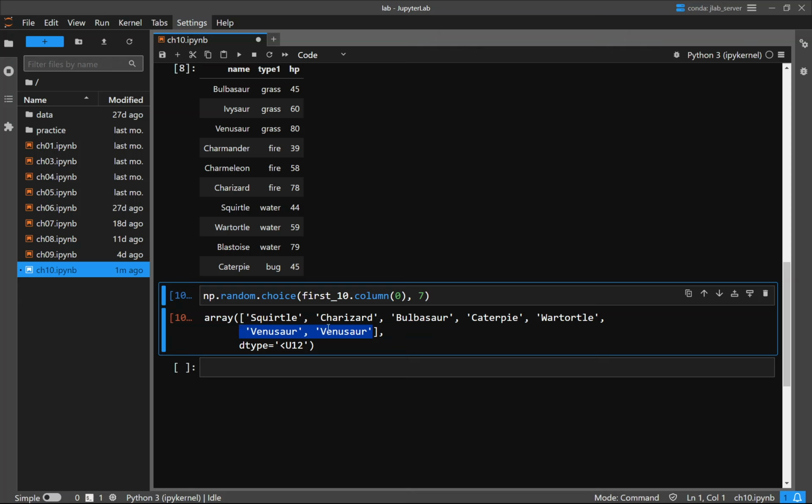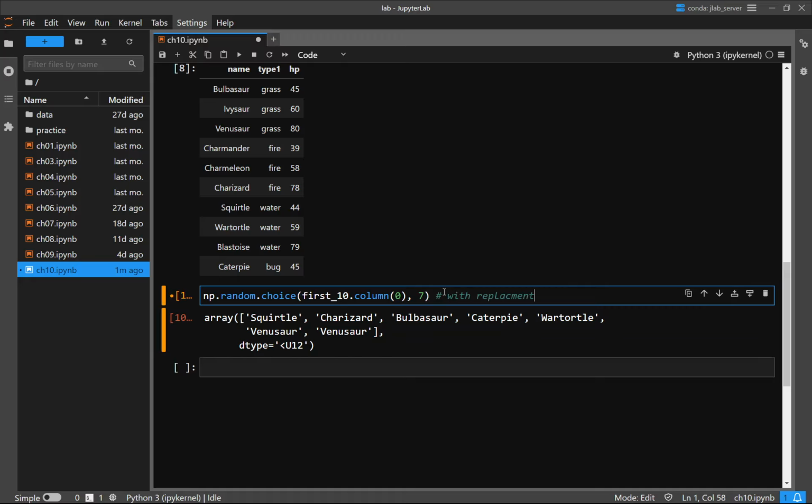Sometimes that's not what you want, but this is called with replacement. Every time it draws randomly from this bag of 10 Pokemon, from this table of 10 Pokemon from the column, it's putting the one you just drew back in so that it has another chance of being redrawn. That's what with replacement means. So this one was with replacement. Sometimes you don't want that replacement.